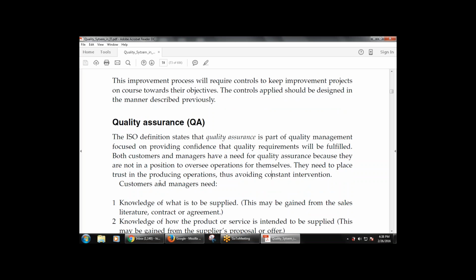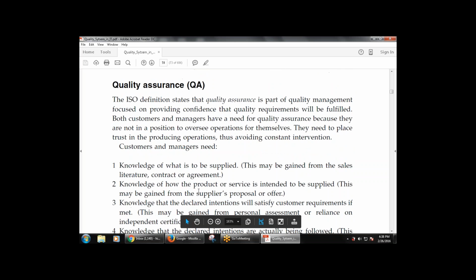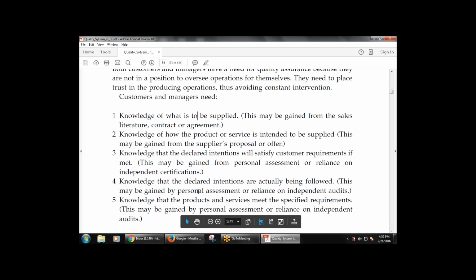And the customer needs the knowledge of what is to be supplied, from the sales literature, contract, or agreement. They need the knowledge of how the product or service is intended to be supplied, and the knowledge that the declared intention will satisfy the customer requirements if they are met. That is also part of quality management and quality assurance.